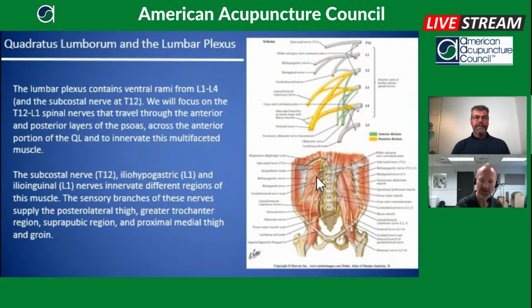Something to bear in mind as we get a little farther in the lecture, and we'll come back to this: if we follow these nerves that wrap around the posterior part of the abdominal wall and start to become anterior, they have cutaneous sensory branches that supply the skin and the sensory aspect for the posterolateral gluteal region. I think the slide says thigh, but that should really say the gluteal region, the greater trochanter region, the suprapubic region, and the proximal medial thigh and groin.